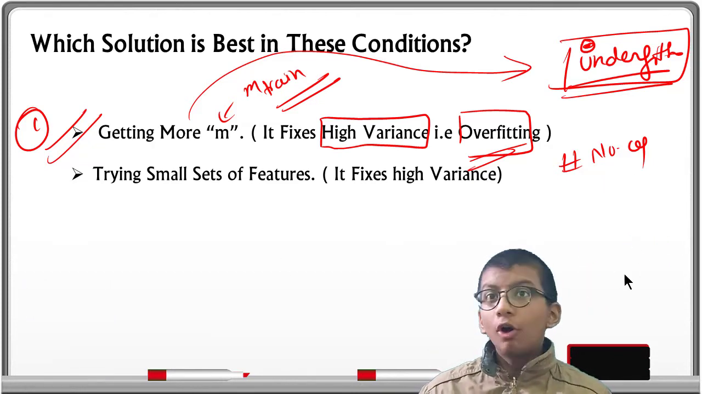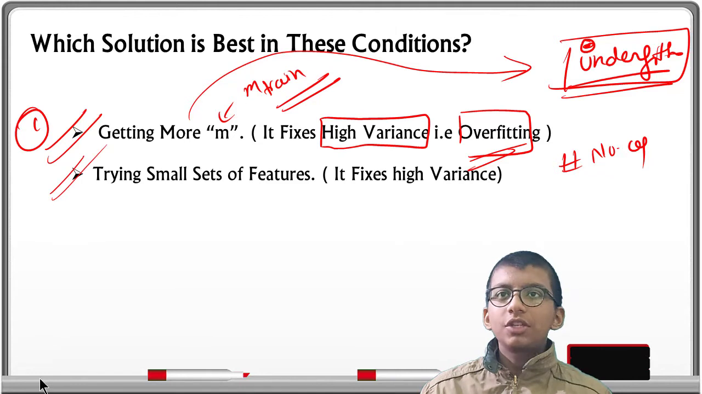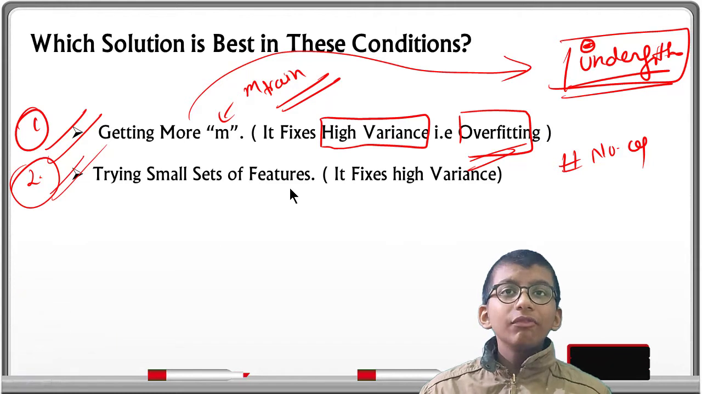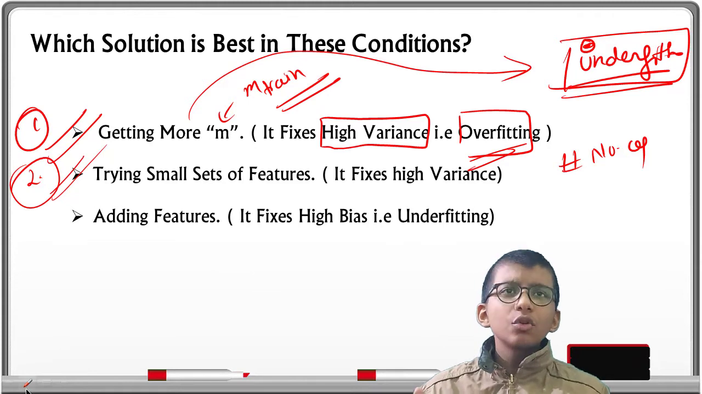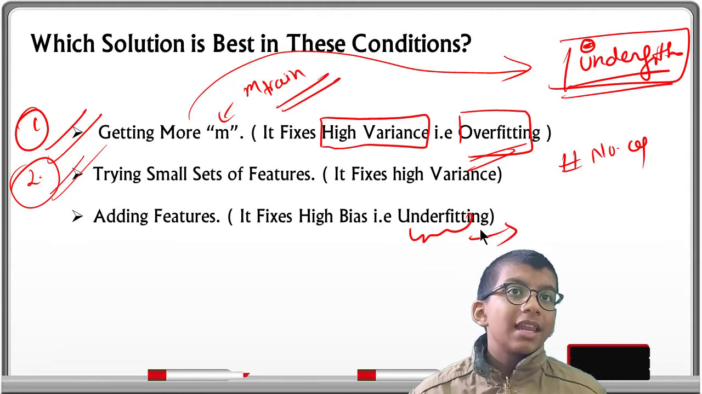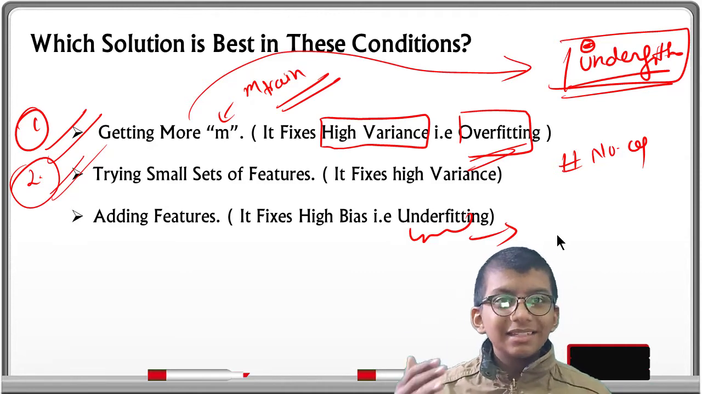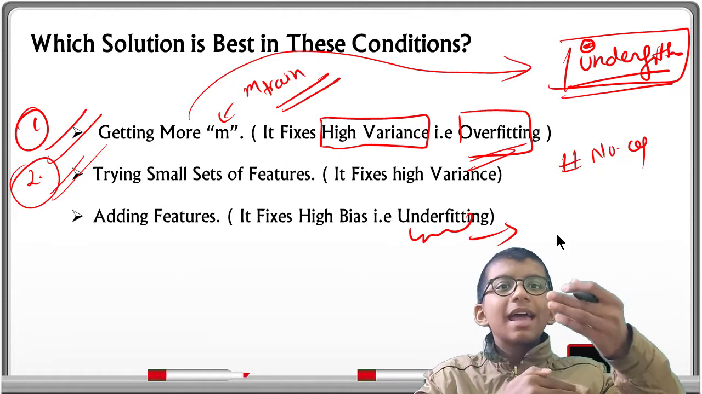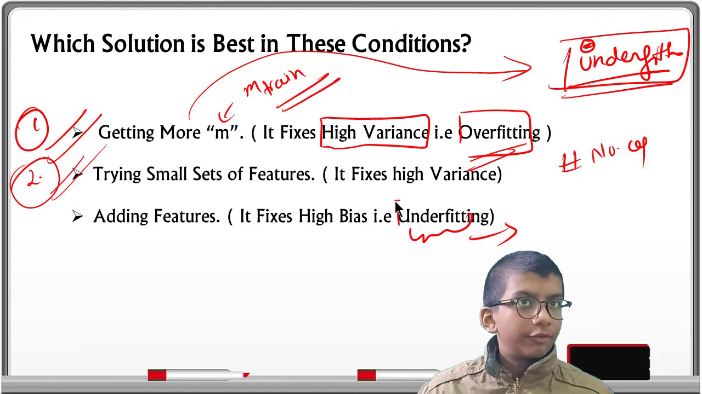We have talked about how to fix overfitting: getting more training examples and trying smaller sets of features. Now, what causes underfitting? First, let's answer that. I had talked about how a small set of features causes our underfitting. So if it's small, then we can add various features, and that will fix our issue of underfitting.